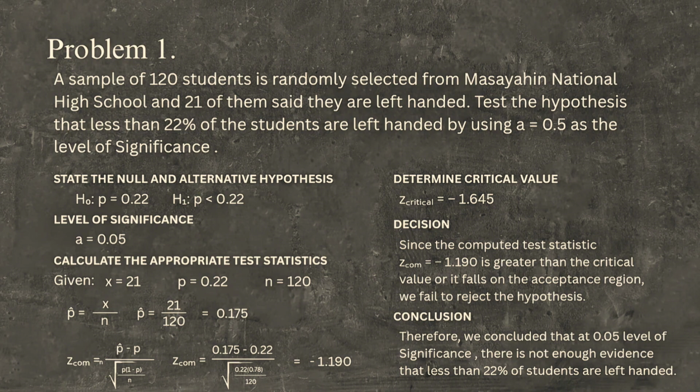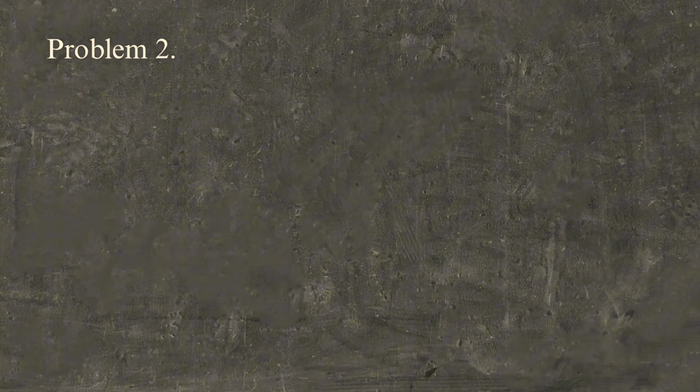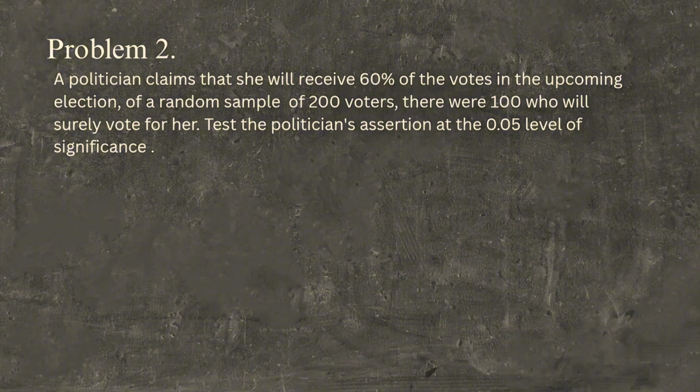Now, let's move on to example number 2. A politician claims that she will receive 60% of the votes in the upcoming election. From a random sample of 200 voters, 100 said they will surely vote for her. So we are asked to test the politician's assertion at the 0.05 level of significance.